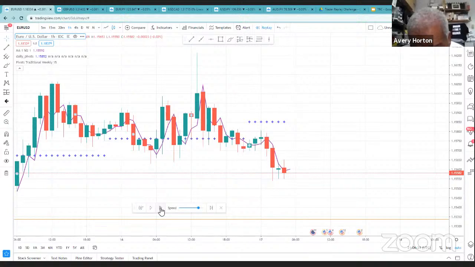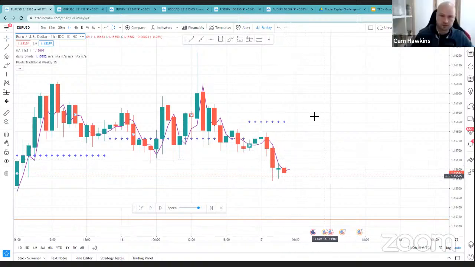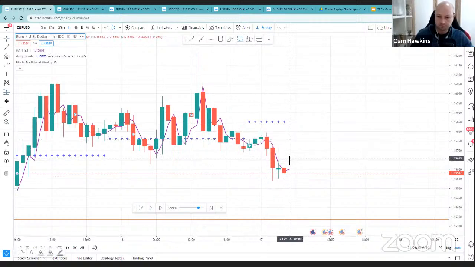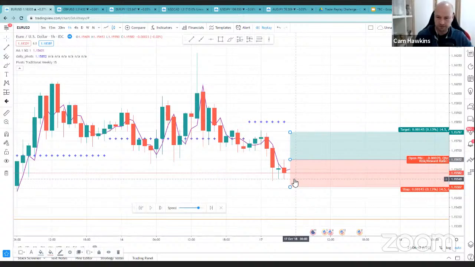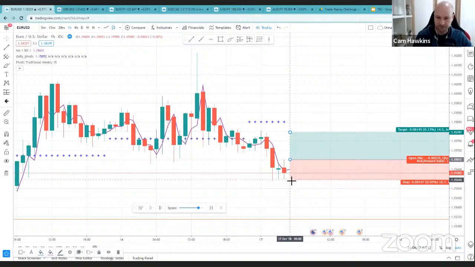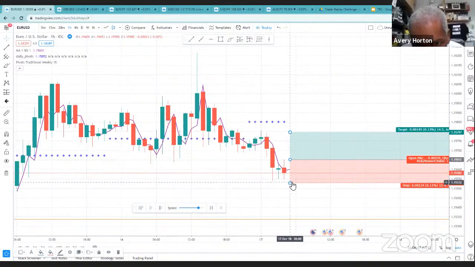Okay. What I want to do is go long if it hits that high point right there. Okay, so let's put that in. And then the stop loss would be right here at this low point. You got to click the mouse button to get control of it again. Right about there. Okay, and the take profit.